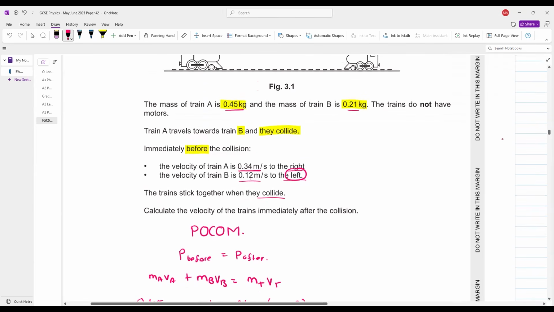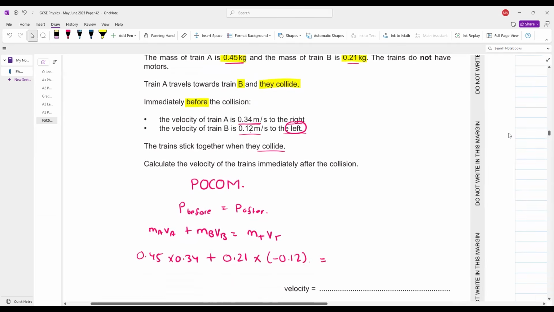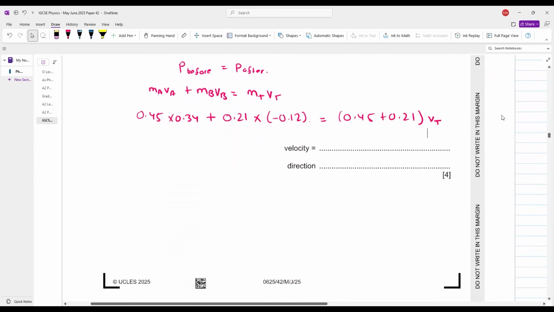Total mass क्या है आपका? 0.45 plus 0.21. Sir, why are you taking the total mass? Because the trains stick together after they collide. 0.45 plus 0.21 into the total velocity Vt. Okay. Can you calculate the answer? 0.45 into 0.34 minus 0.21 into 0.12. This comes out to be what?